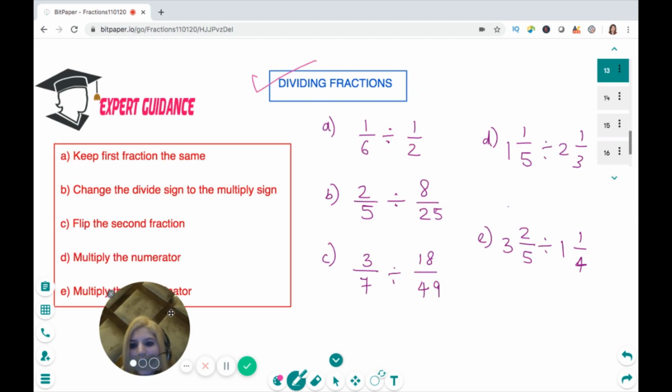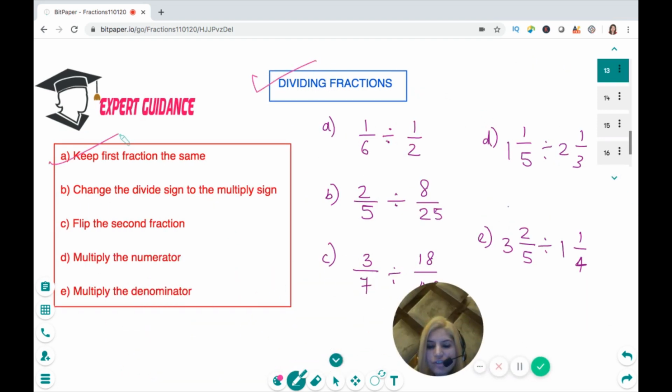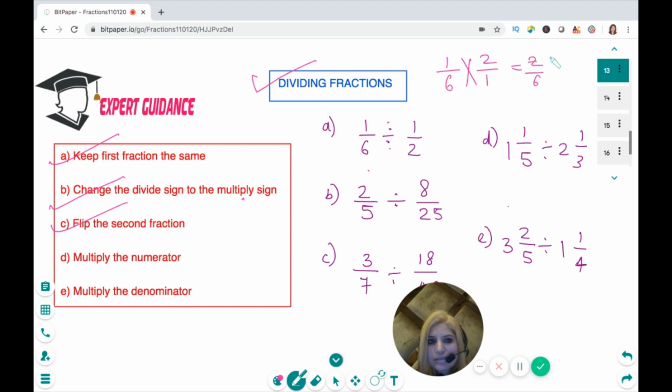For dividing, the rule is keep the first fraction the same. The divide sign can be changed into a multiplying fraction by flipping the second fraction. Second fraction flipping means make the numerator the denominator and the denominator the numerator, and a normal multiplication. Let's take an example. You have 1 6, so we'll keep 1 6 as it is. Divide we'll put into a multiply sign, and a half we'll flip it. That becomes 2 over 1. Now we can normally multiply. 2 times 1 is 2, 6, so the answer would be 1/3.